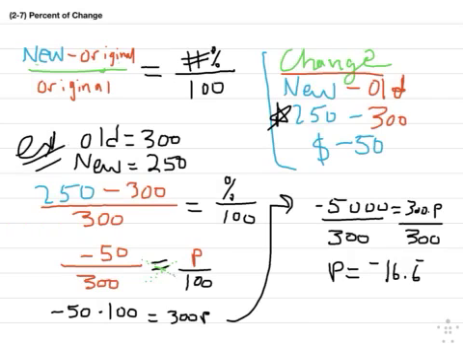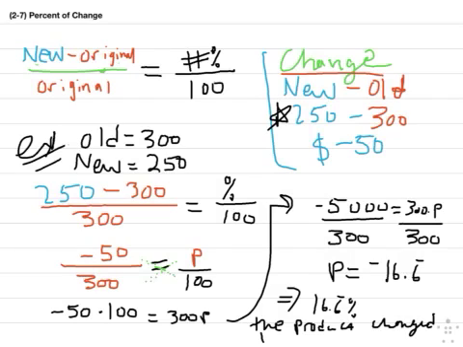And what percentage is this? Let's write it as a percentage, and since it's a problem that represents real stuff, we can write it as a sentence. So let's see what we have. 16.6 repeating percent is our final answer. And we could say the product changed, I'm running out of space here, by 16.6 repeating percent. Okay, let's move on to one more example.